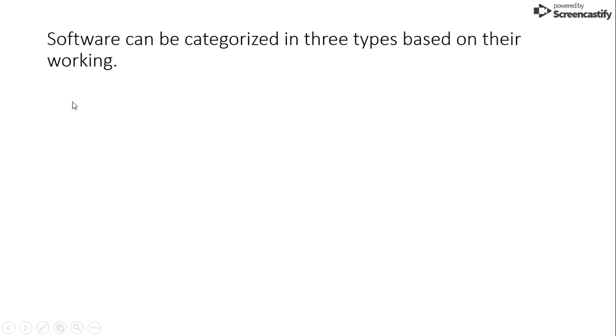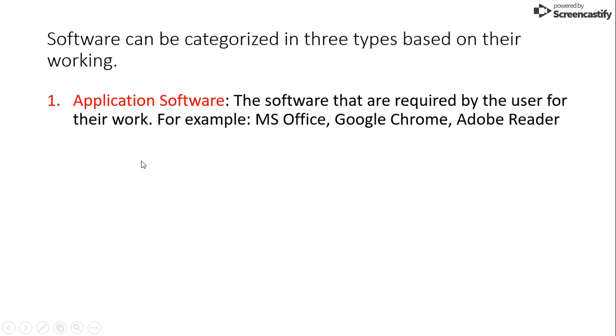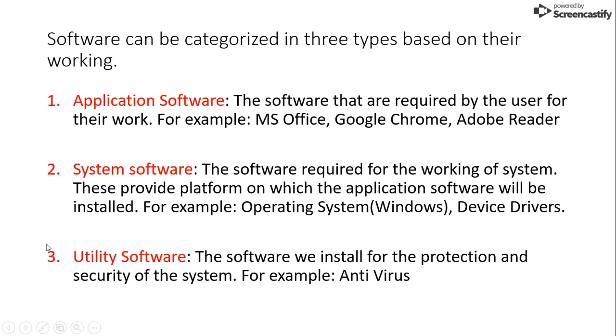Now let's talk about the types of software. Software can be categorized into three types based on their working: application software, system software, and utility software. When someone buys a laptop, if they have the operating system, they will install some software based on their requirements. For example, MS Office, Google Chrome, and Adobe Reader. These are not required for the working of the system but are required by the user for their own work.